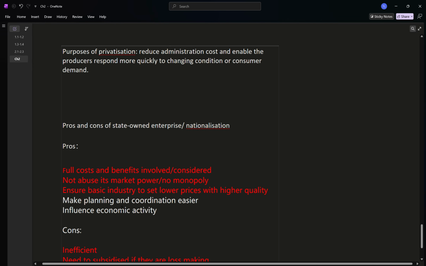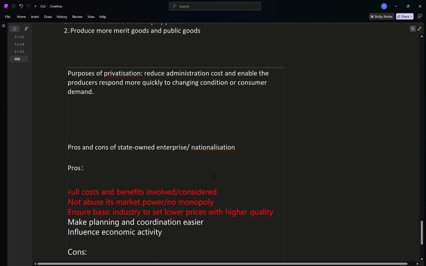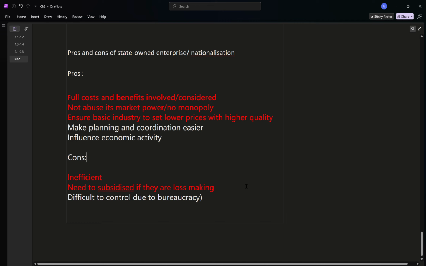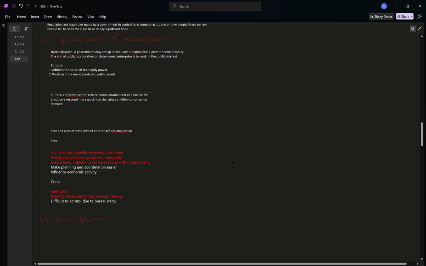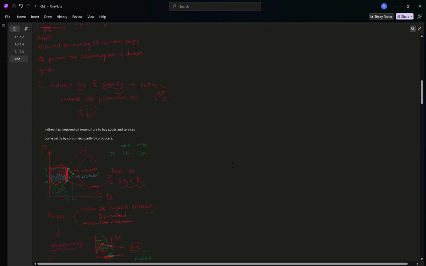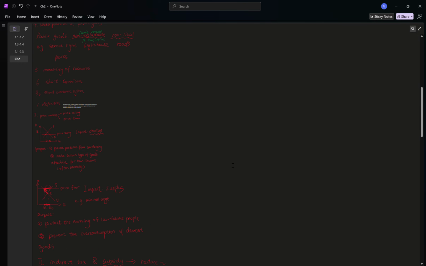The first three are important, very important. The last one is direct provision. This basically says that government just directly produces that kind of product. I don't want to give any more explanation. It's just basically giving you the thing you need, nothing more.